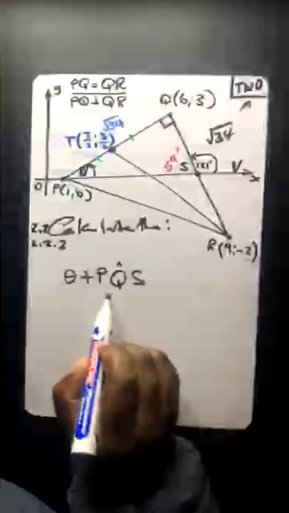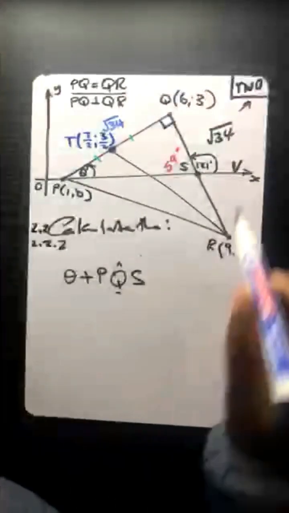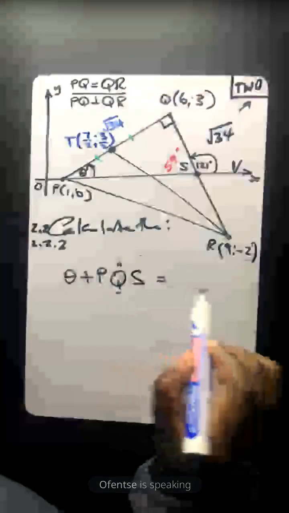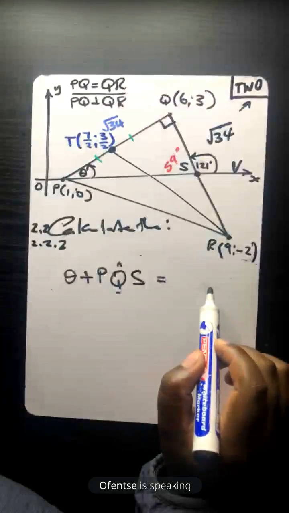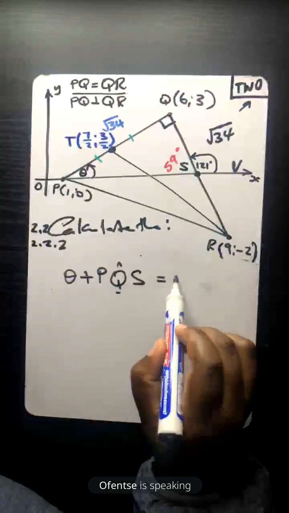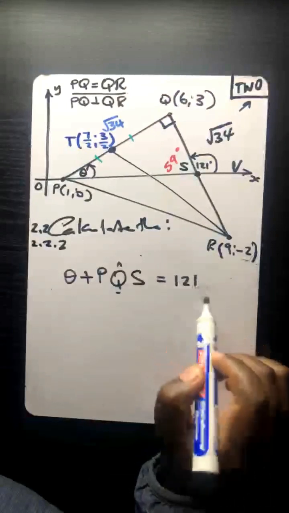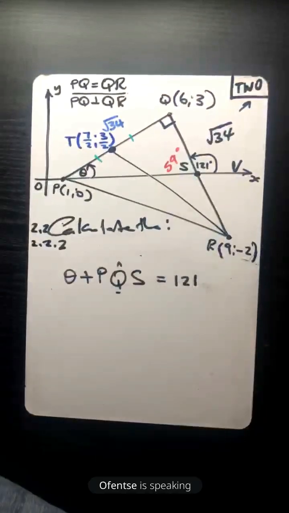Make sure Q is in the middle. Okay? Yes, it's equal to 121. Exterior angles of a triangle, sir.